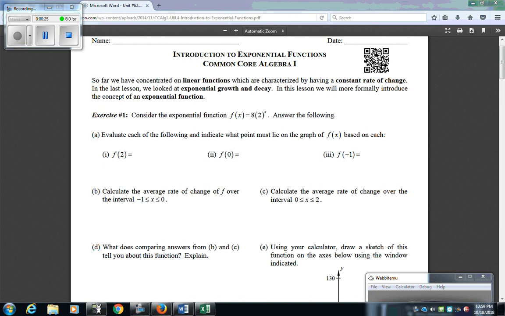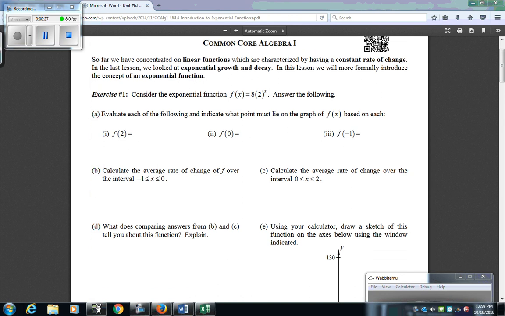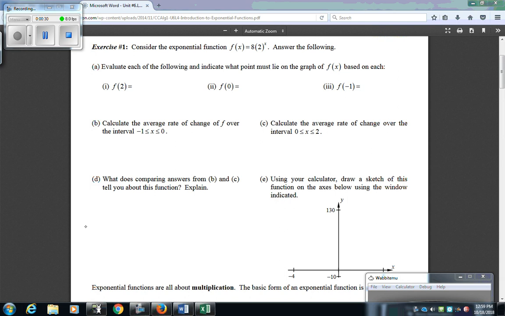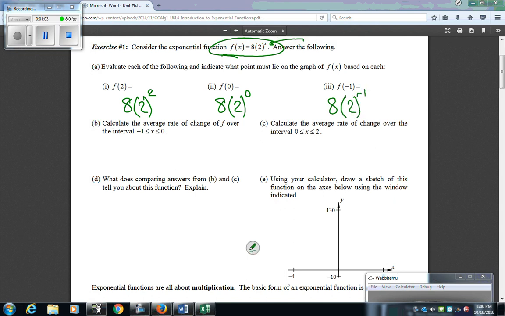So, first thing we're going to do, get a little background on exponential functions, and they give us, for exercise 1, this function. What you'll see with exponential functions is that the exponent is the variable. So when you're doing each of these parts for A, where they give you numbers to input, you're going to be putting that number in as the exponent. So I got 8 times 2 to the second, then 8 times 2 to the 0, and then 8 times 2 to the negative first power.